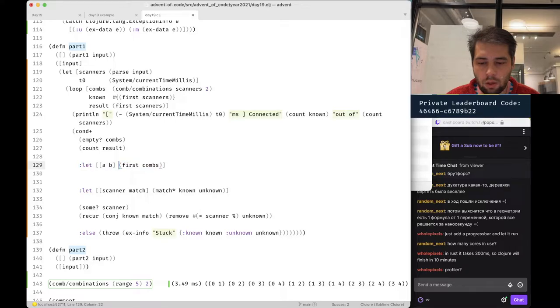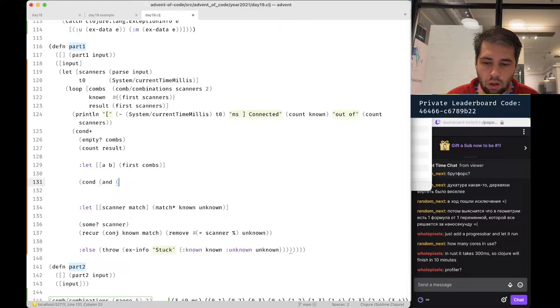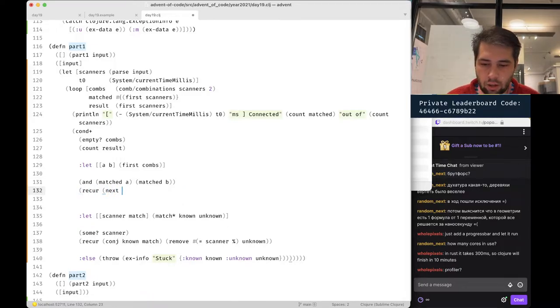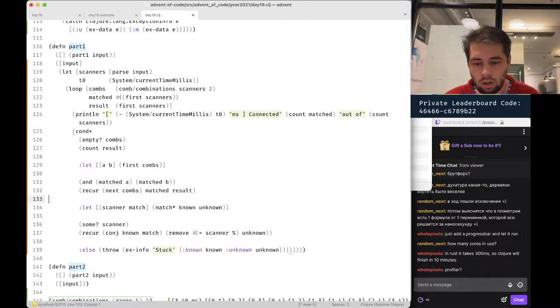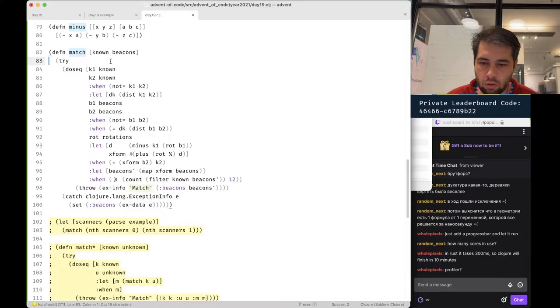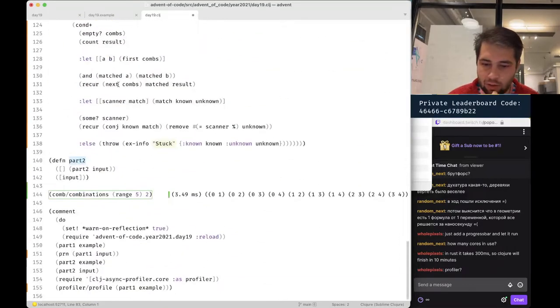Otherwise, we take AB as first comp, and let's now call them matched A, matched B. If you already matched both, we don't care. Actually, just recur next combs matched, result, right? Otherwise, we are trying to match, we don't need much stuff, really. We're trying to match known and beacon, and it returns us a set of beacons.